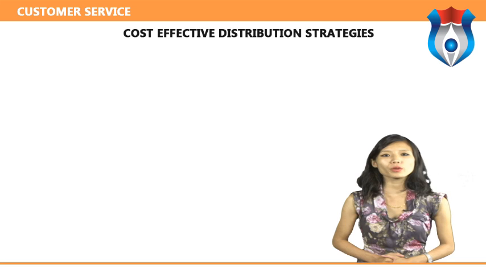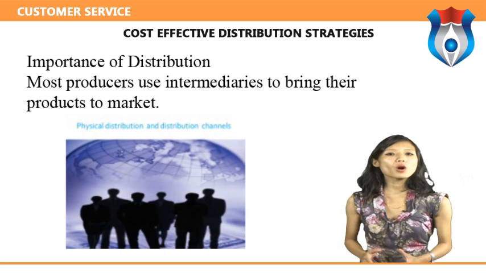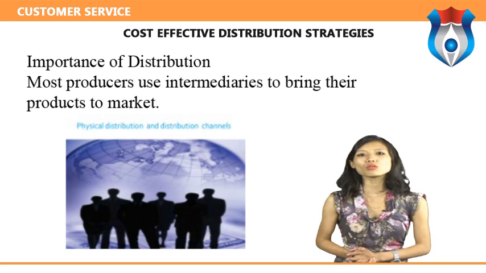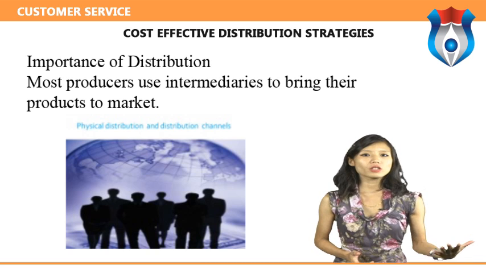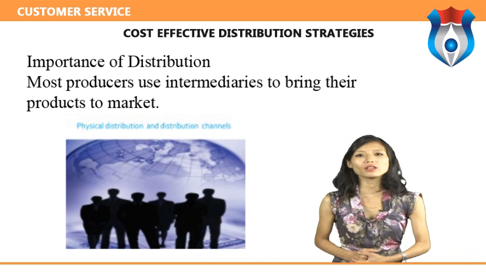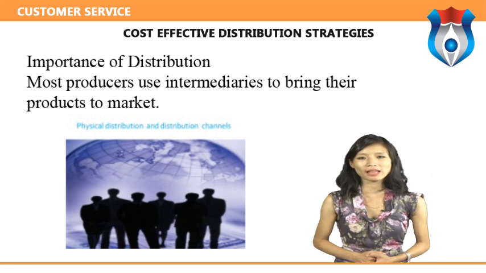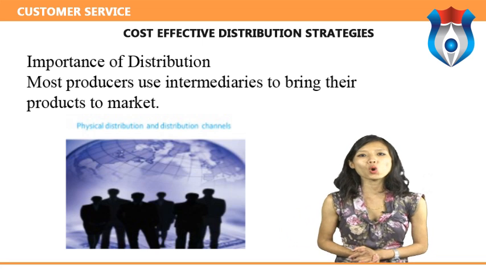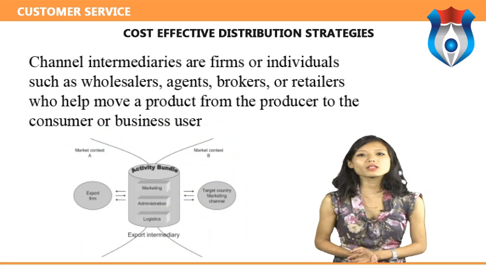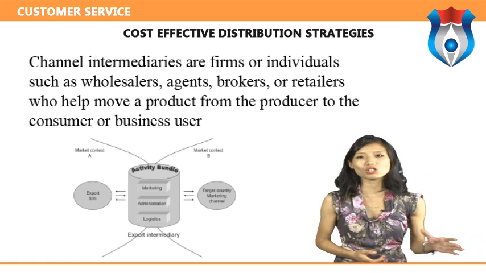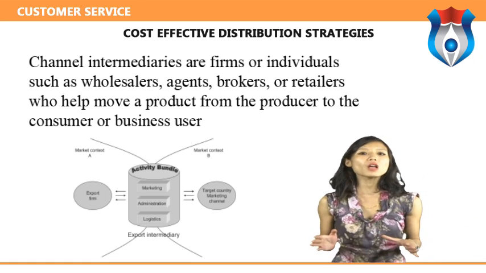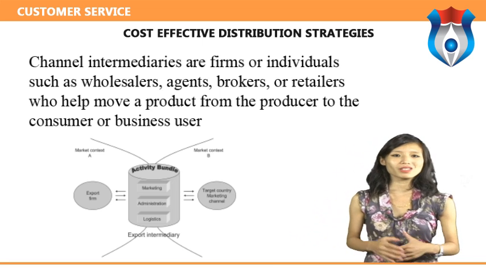Cost effective distribution strategies. Importance of distribution. Most producers use intermediaries to bring their products to market. They try to develop a distribution channel, or marketing channel, to do this. A distribution channel is a set of interdependent organizations that help make a product available for use or consumption by the consumer or business user. Channel intermediaries are firms or individuals such as wholesalers, agents, brokers, or retailers who help move a product from the producer to the consumer or business user.